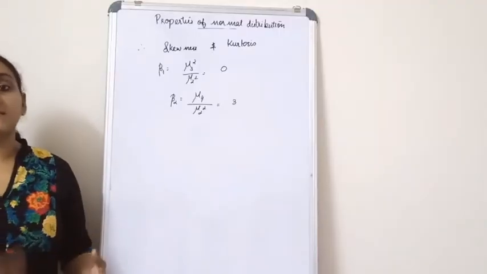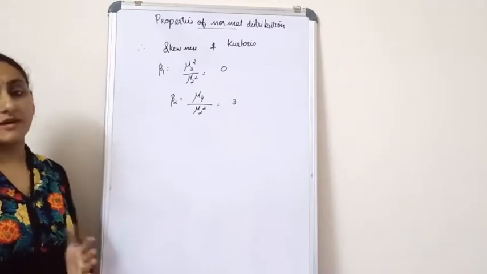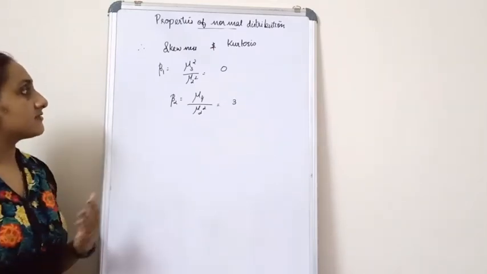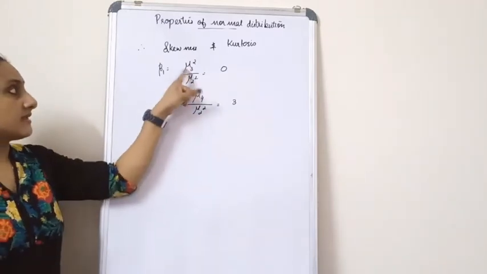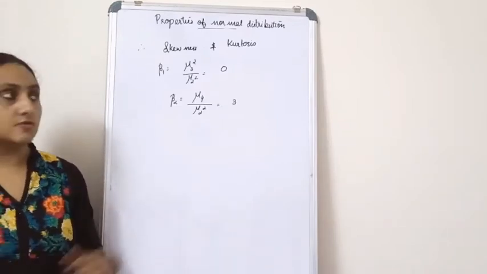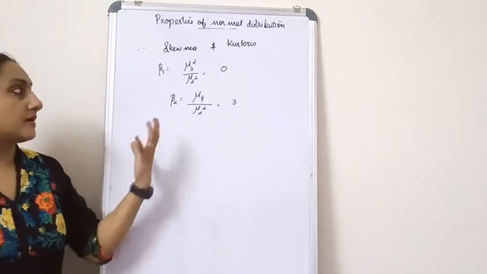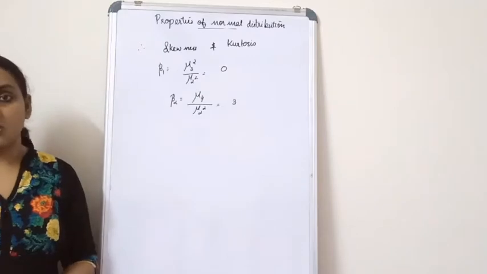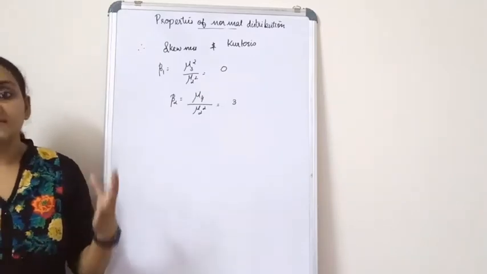Let's have a look at the measures of skewness and kurtosis. Now in this case, beta 1 is the measure of skewness, and here mu3 square divided by mu2 square is equal to 0. Why? Because mu3 is an odd ordered moment, and in case of a normal distribution it is 0. So 0 divided by what is mu2? mu2 is actually sigma square, but since the numerator is 0, your beta 1 is 0. Now what does that mean? That your normal distribution is symmetric.